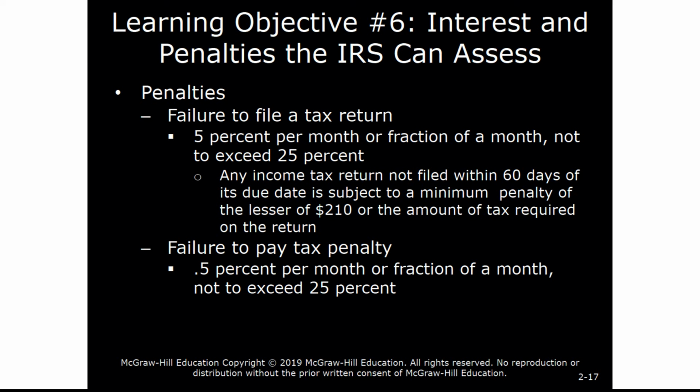And then there are certain penalties that taxpayers are subject to for a variety of reasons. One, for example, is if the taxpayers fail to file a tax return. Failing to file is 5% per month, up to a maximum of 25%. And then any income tax return not filed within 60 days of the due date is subject to a minimum penalty of the lesser of $210, or the amount of tax that is due.